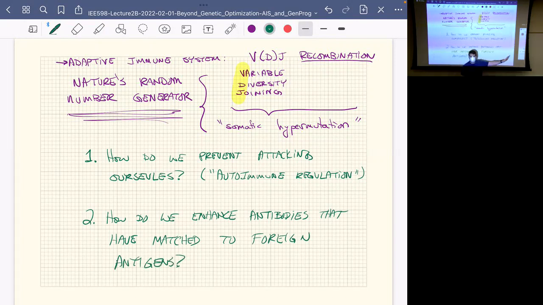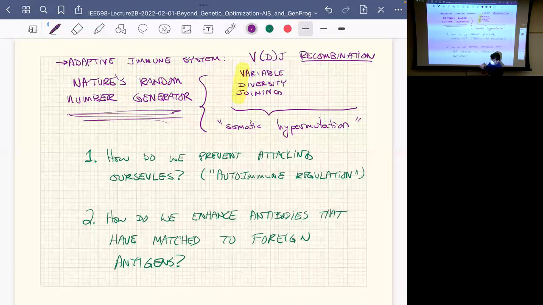I've generated a whole bunch of antibodies, and these antibodies, if they match something in the bloodstream, are going to mobilize a specific response. They're going to attack that thing that they're matched to. So I want to, one, make sure they don't attack normal stuff. And two, if they find something, then I might want to increase the population of those, because now it's not just a random antibody, I found an antibody that's actually useful.